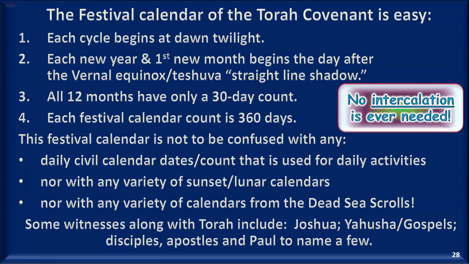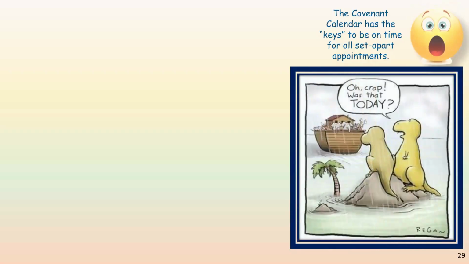Some witnesses along with Torah include Joshua, Yahusha definitely in the Gospels, his disciples, his apostles, and especially Paul, and that's just to name a few. They all followed the covenant calendar that Moses wrote in the Torah. The covenant calendar has the keys to be on time for all set-apart appointments. Don't be like those dinosaurs that miss the day. They weren't watching their calendar.